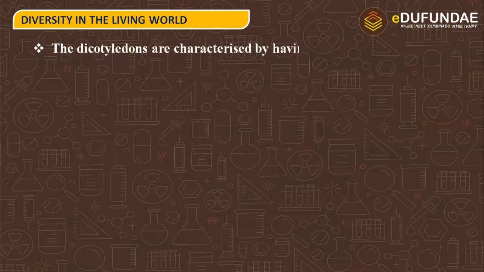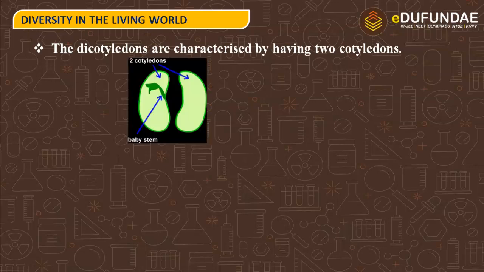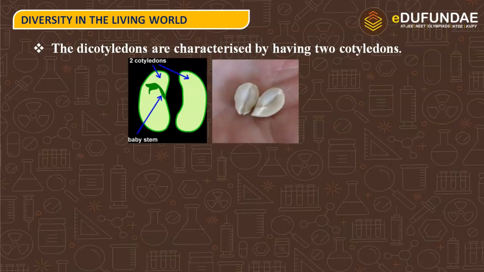The dicotyledons are characterized by having 2 cotyledons. So di, the term means 2, and cotyledons we know. So there are 2 cotyledons and hence the dicot plant. So we see in the case of gram, the black gram, that it can be divided into 2 parts, and that structure is that of the dicot seed.